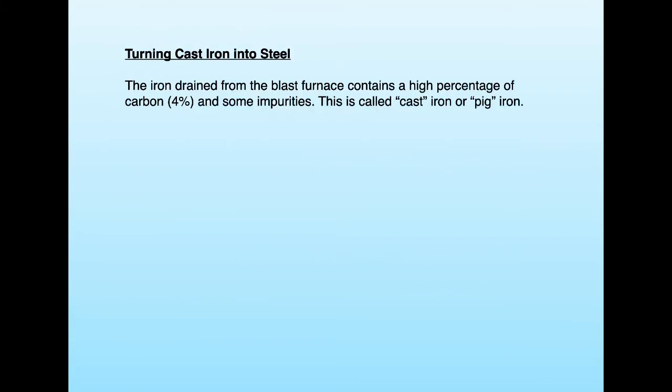Okay, once you've got the iron from the blast furnace, it's actually not very useful because it contains a high percentage of carbon and it still contains some impurities. So we need to reduce the percentage of this carbon, and we need to remove the rest of the impurities. So this iron is not particularly useful, it's not particularly valuable, and it's called cast iron or pig iron.